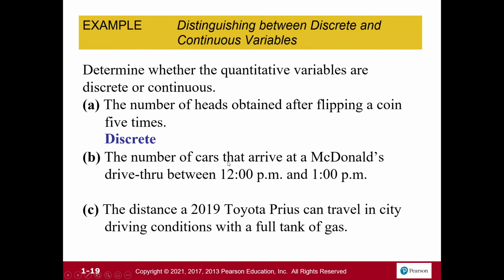The number of cars that arrived at McDonald's drive-through between 12 and 1. Discrete. The distance a 2019 Toyota Prius can travel in city driving conditions with a full tank of gas. That distance will be continuous. It is not a nice number. It's more than likely going to be a fraction or decimal of some number.